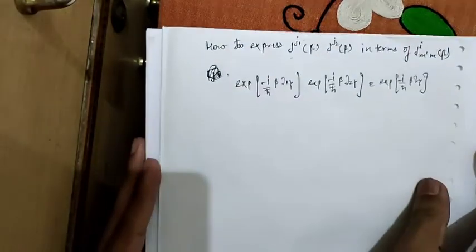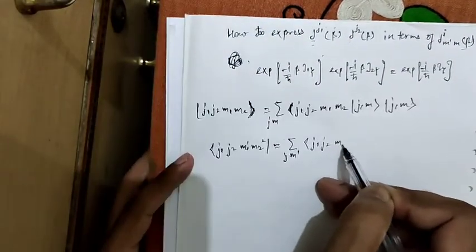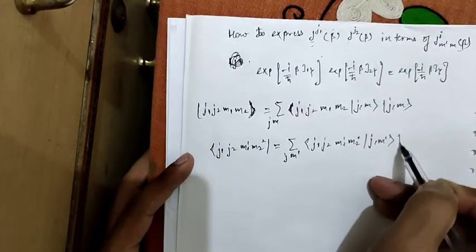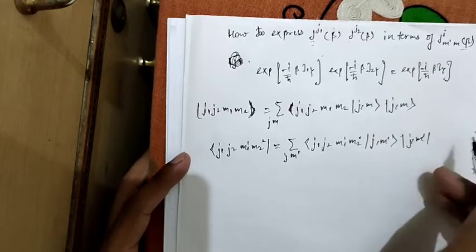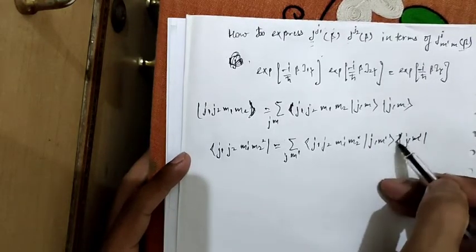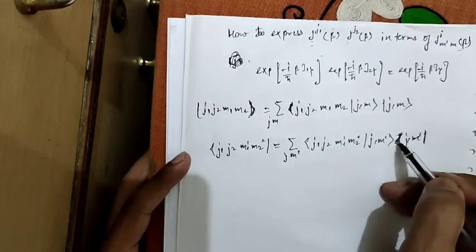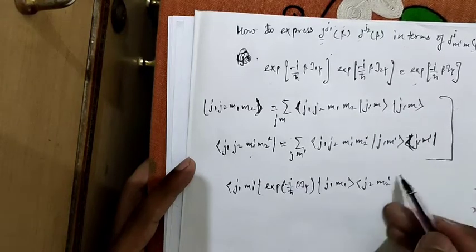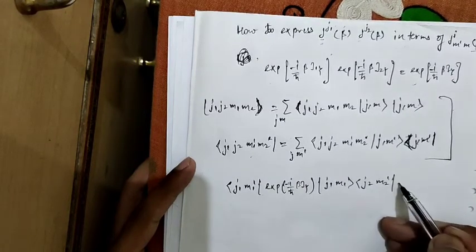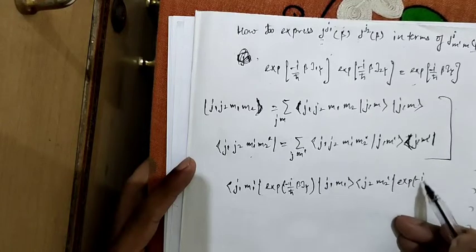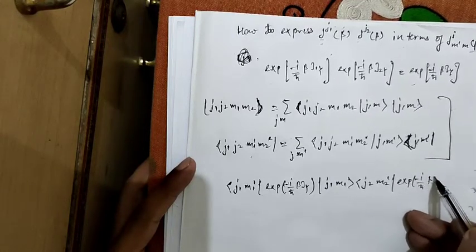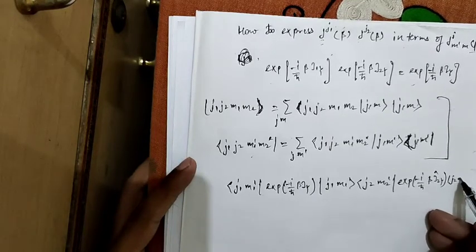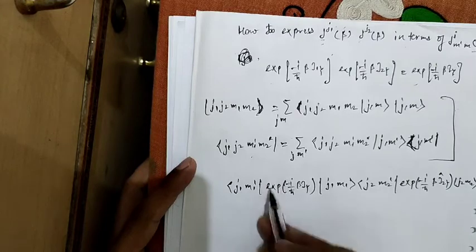Now we will express the multiplication of dj1 beta and dj2 beta in terms of dj m dash m beta. Now we will sandwich these exponential terms in between the ket j1 j2 m1 m2 and the bra j1 j2 m1 dash m2 dash. We can also write this ket of j1 j2 m1 m2 as a product of ket j1 m1 and ket j2 m2. The bra of j1 j2 m1 dash m2 dash can be written as the product of bra j1 m1 dash and bra j2 m2 dash, which leads us to this sandwich.